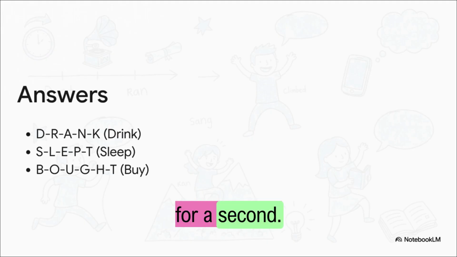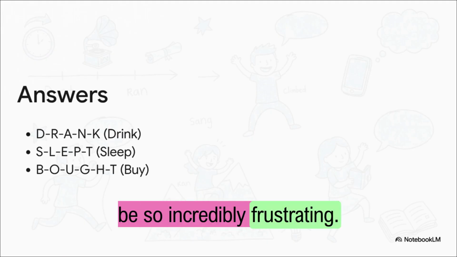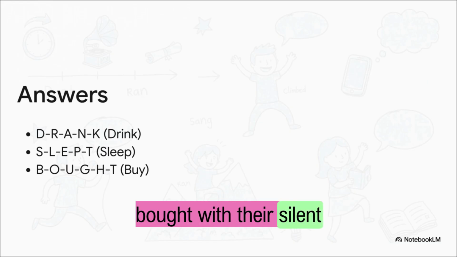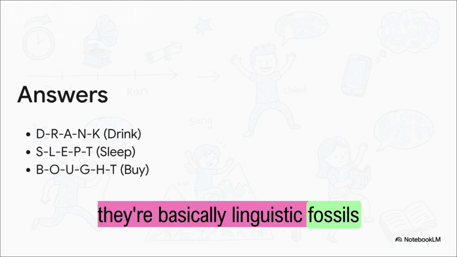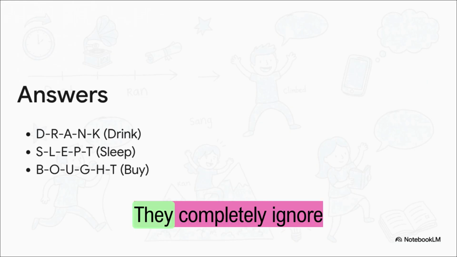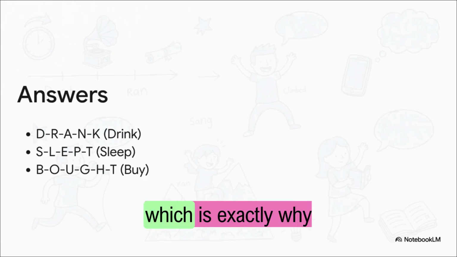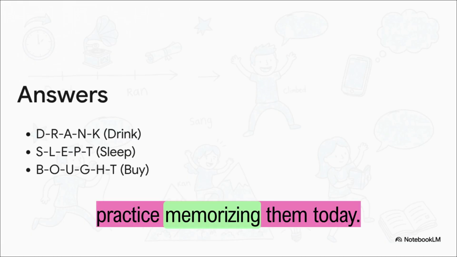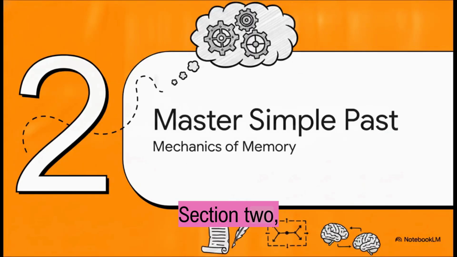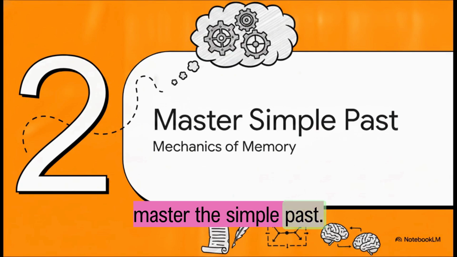Let's be real for a second. English spelling can be so incredibly frustrating. Words like bought with their silent G and H, they're basically linguistic fossils left over from hundreds of years ago. They completely ignore the normal rules, which is exactly why we have to actively practice memorizing them today. Section 2. Master the simple past.